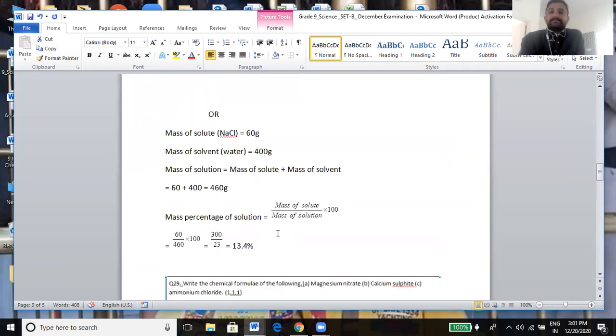Okay. In this way, you can calculate 60 gram of solute and 400 gram of solvent. Then you will add 60 plus 400, which is equal to 460. Okay. And after that, mass of solute divided by mass of solution multiplied by 100. Solve it, then you will get the answer, that is 13.4%.